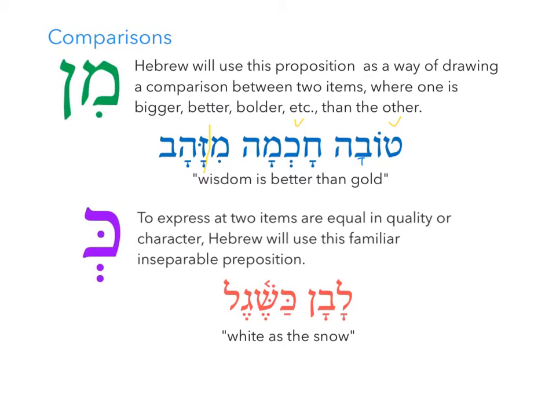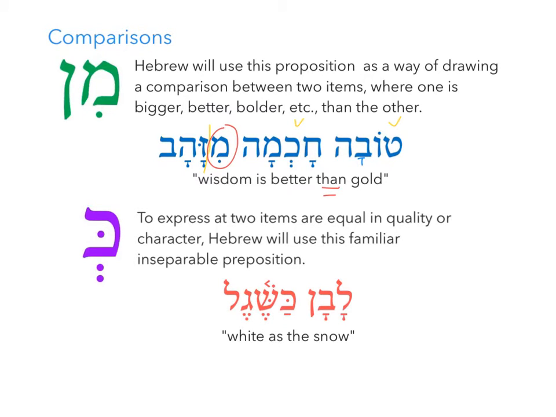A very wooden translation of this would be wisdom is good from gold. But that's not really getting at what this is saying. What it's saying is wisdom, chokhmah, is better, gooder, is better than gold. And where that word than is coming from is our preposition min, giving us that comparative sense.